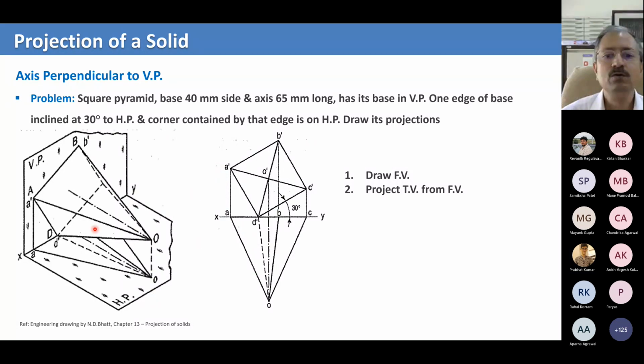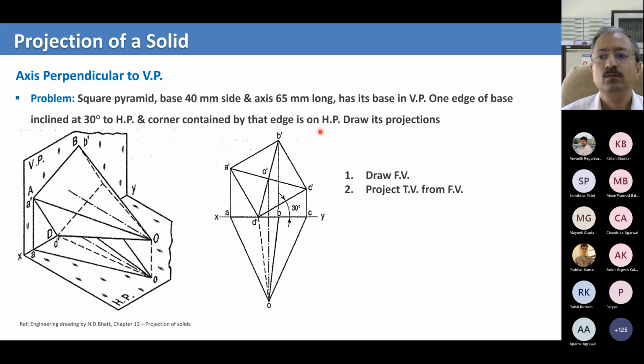Now look at the definition of the problem itself. It's a square pyramid. Its base is 40 millimeters side. Axis is 65 millimeters, which is O, and the perpendicular meeting the base is 65 millimeters long. It has its base in the vertical plane, and one edge of the base is inclined at 30 degrees to the horizontal plane, and the corner contained by that edge is on the horizontal plane.